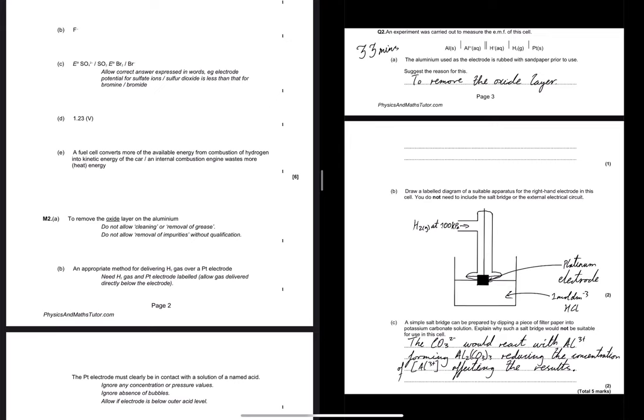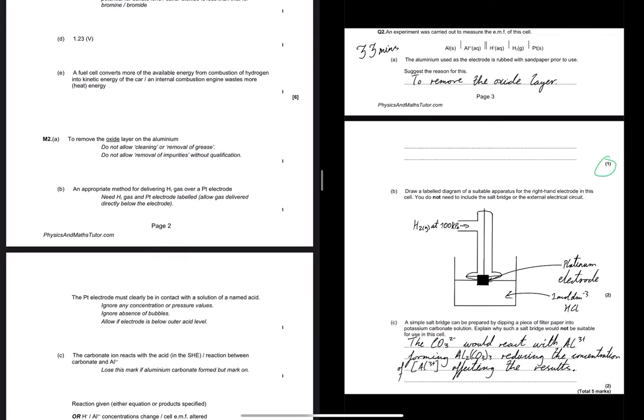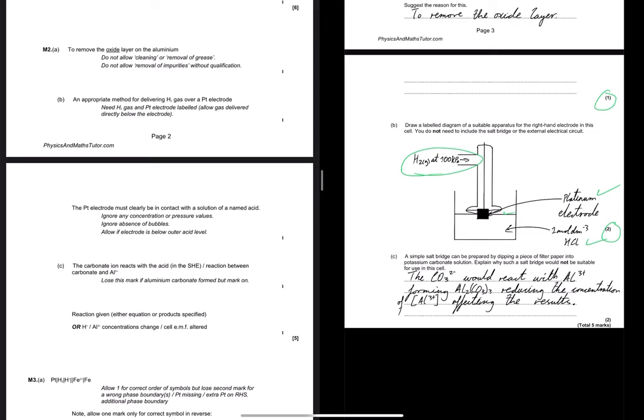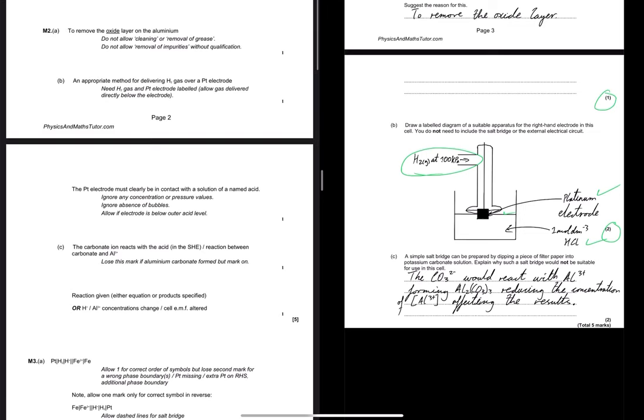Good. Alright. So an appropriate method of delivering H2 gas over a platinum electrode. So this is an appropriate method of delivering H2 gas. So it needs H2 gas and a platinum electrode labeled. H2 gas is labeled here. I've shown how it's coming in. The platinum electrode is labeled. The platinum electrode must clearly be in contact with the solution of the named acid. Yes and yes. So it's in contact, yes, and the named acid, yes. That's 2 marks there.